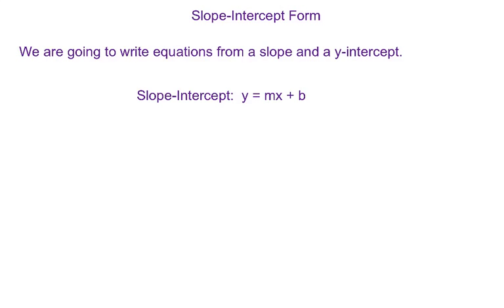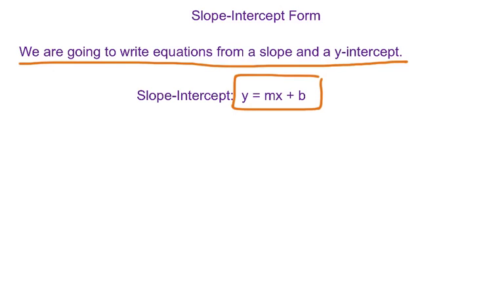Okay, this lesson is on slope-intercept form and point-slope form. We're going to start with slope-intercept form. What this is, it allows us to write equations if we are given the slope and the y-intercept. So the actual form is y equals mx plus b.